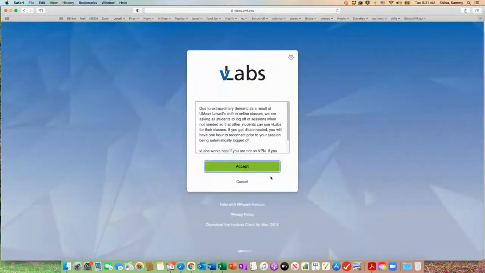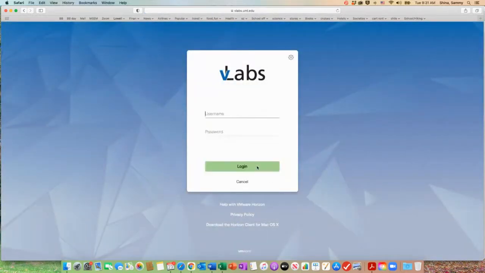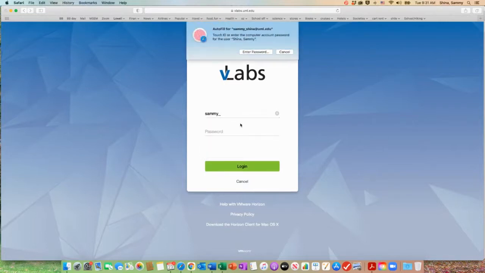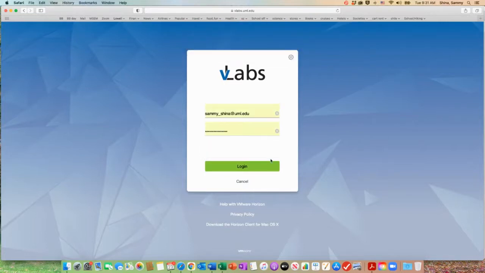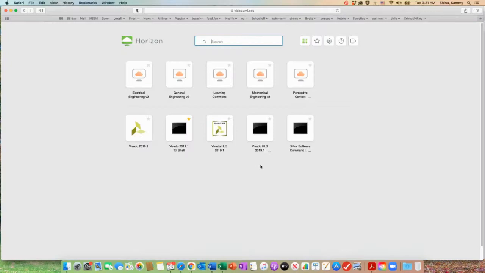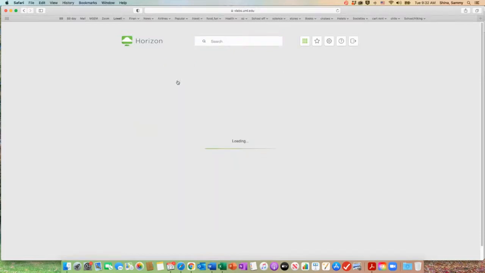So essentially, it comes up as the VLabs screen. You accept that, and you enter your credentials. Okay, there's my credentials. It's asking me for the password, and we get the top page. Now it comes out of a central computer at UMass Lowell, so obviously it's going to be a little bit slow. So we go to General Engineering 2. There we are.